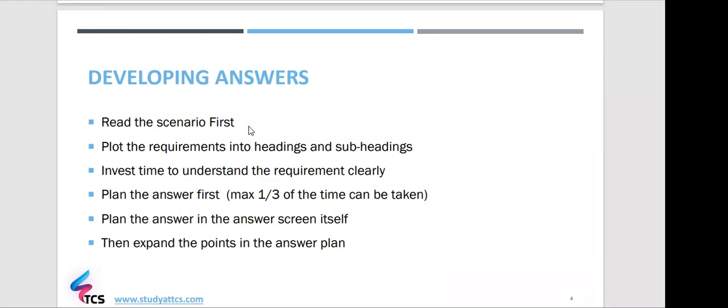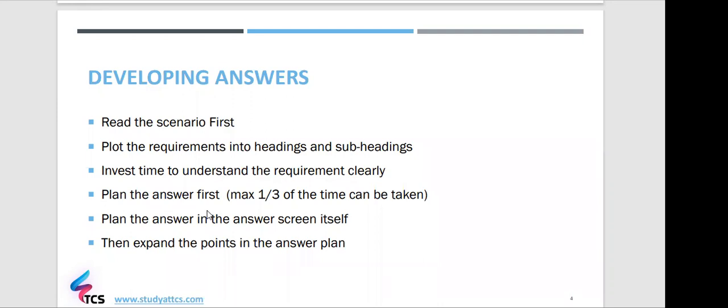Read the scenario first, come up with your headings and subheadings, then think about what you're supposed to write under each heading and subheading, then come up with the answer plan. You have to allocate 15 minutes to develop the answer plan. The answer plan needs to be concise and summarized as much as possible. Don't write fully fledged answer plans. Rather, just highlight the main points which you are gonna mention in the answer.